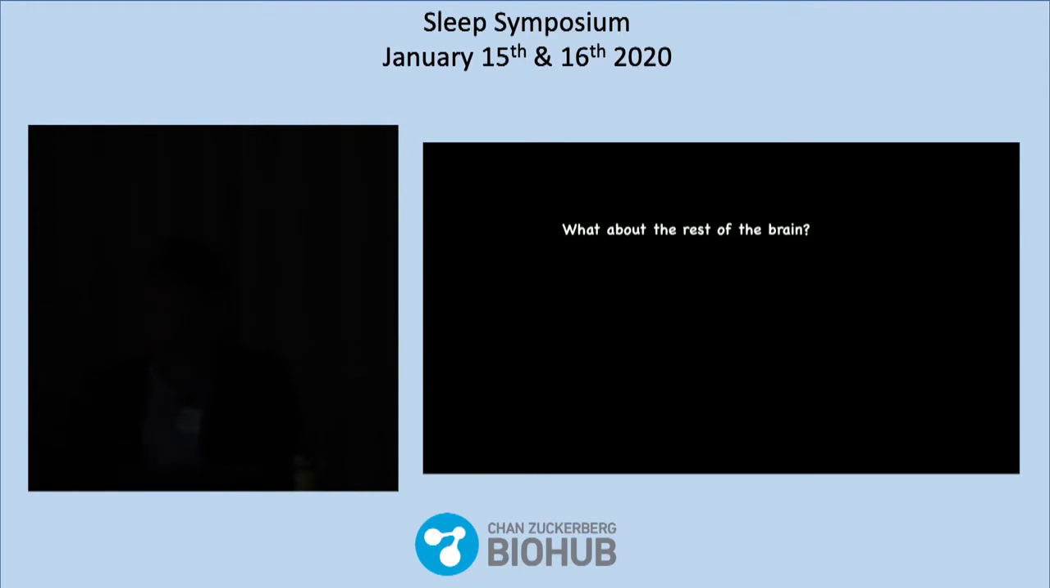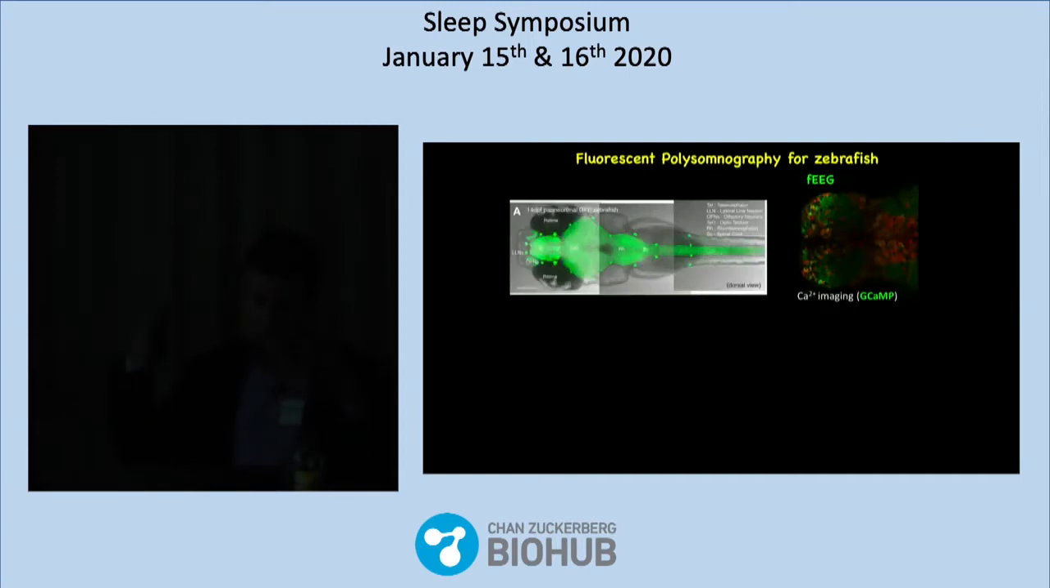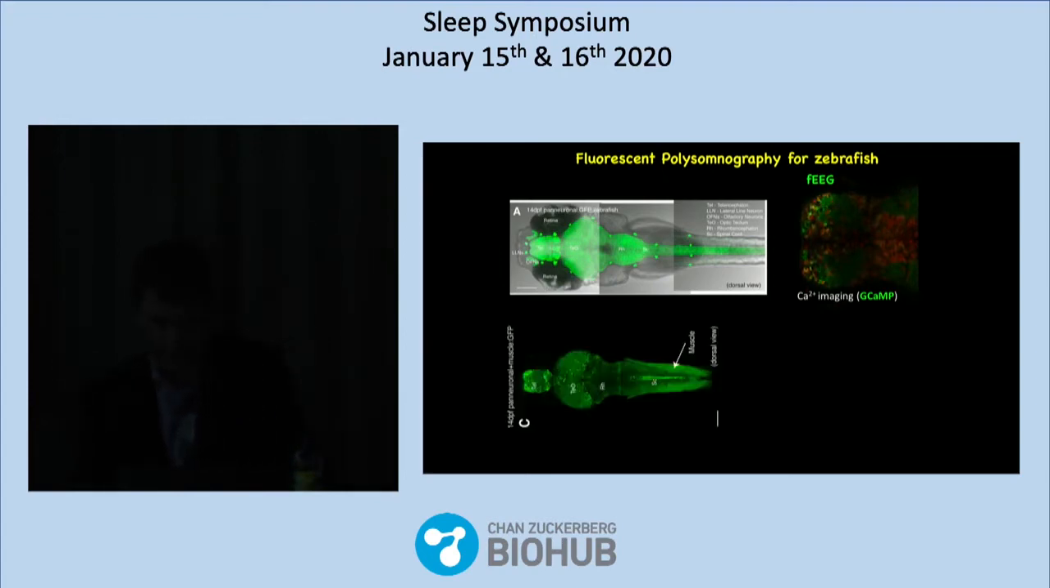So what about the rest of the brain? What about the overall physiology? Is it sleep, and not something that is an artifact under the scope? So can we perform polysomnography on a fish? As I just showed you, using GCaMP in neuronal cells, you can already have the equivalent of EEG, a fluorescent EEG.